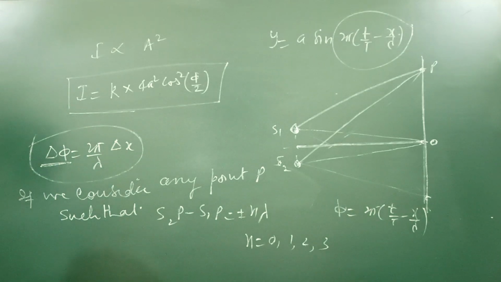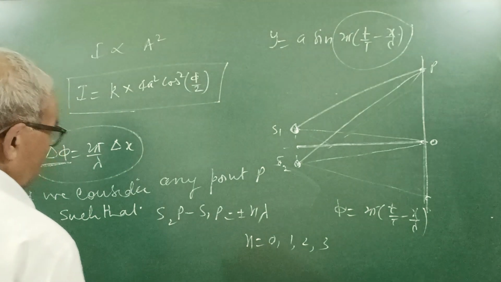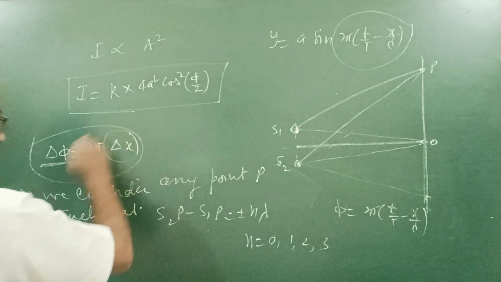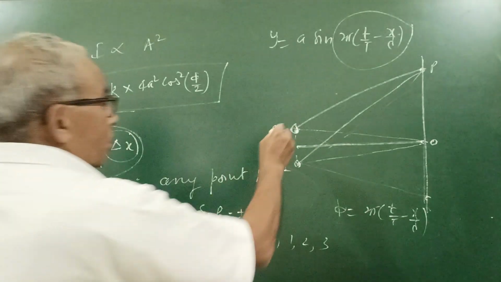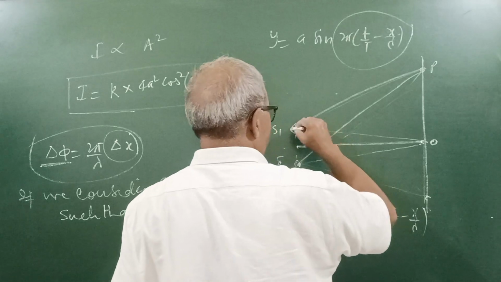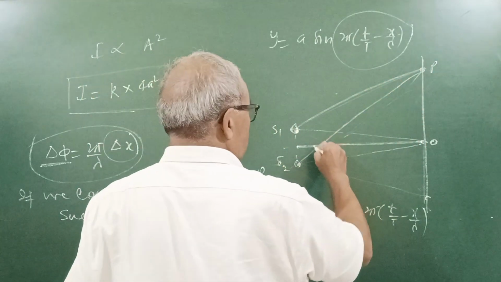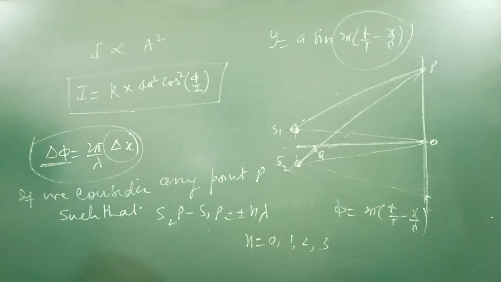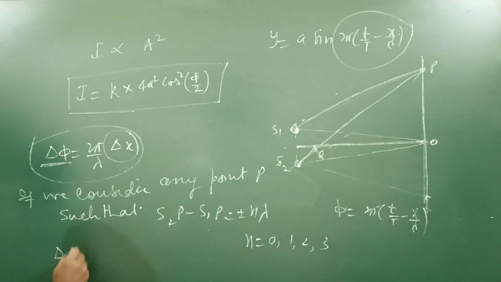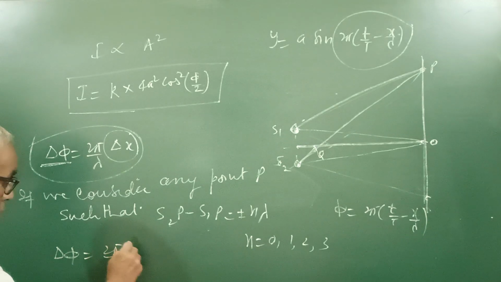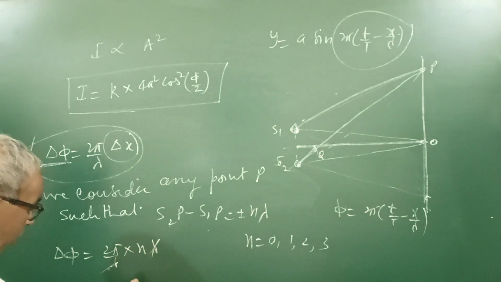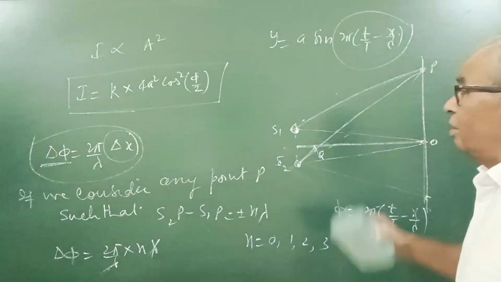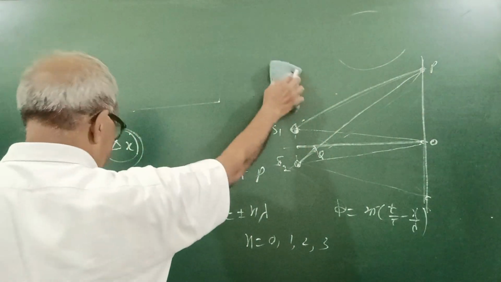Then, that is S2P minus S1P is the path difference. But light is going from this point here and this here. This is the path difference. If I cut PQ equal to PS1, this represents the path difference. So delta phi will be 2 pi upon lambda into n lambda, meaning 2n pi. A phase difference of 2n pi means the waves meet in the same phase.